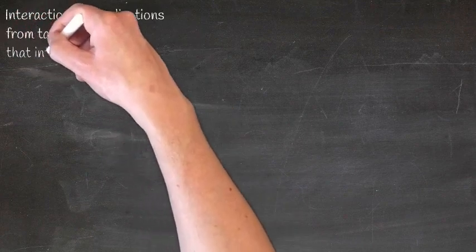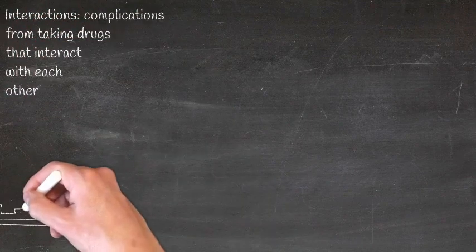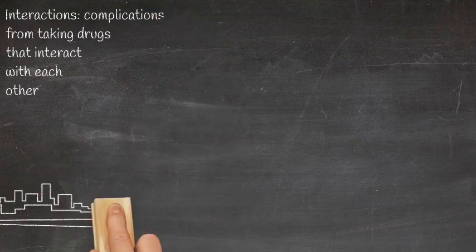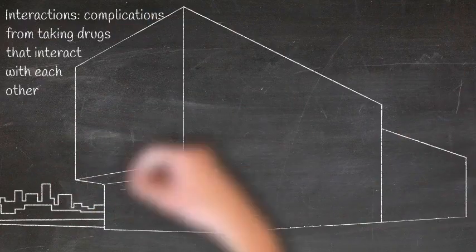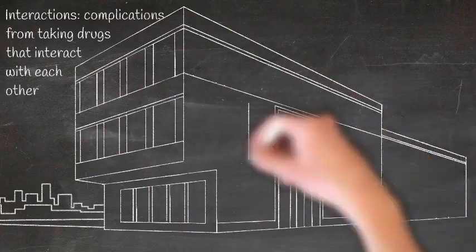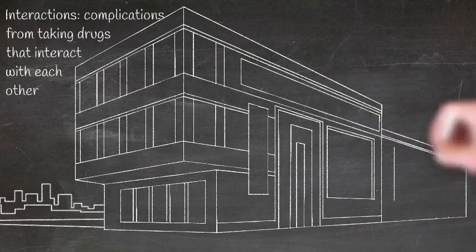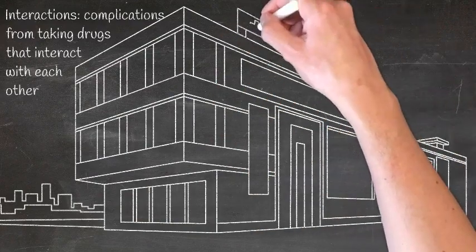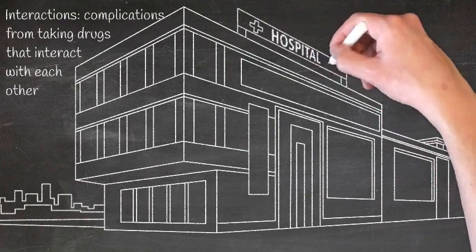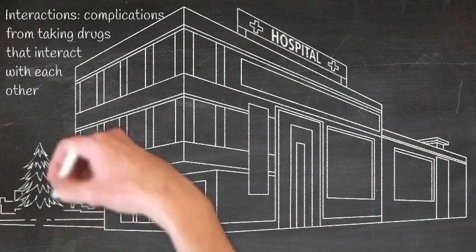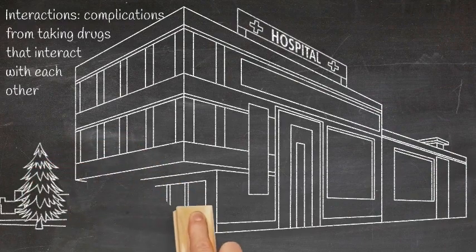Interactions are complications that can arise when a patient takes drugs that interact with each other. It is essential that the healthcare providers know all the drugs a patient is taking, including herbs, supplements, vitamins, and any over-the-counter medications. These interactions can be severe and can even be life-threatening. For example, taking alcohol while on an opioid drug can lead to life-threatening respiratory depression. Taking aspirin with St. John's wort could lead to life-threatening bleeding problems.